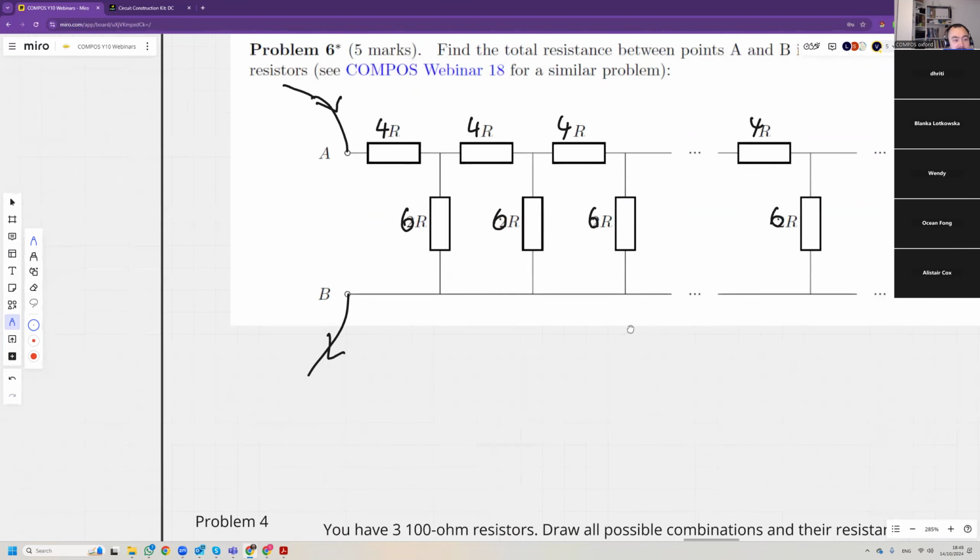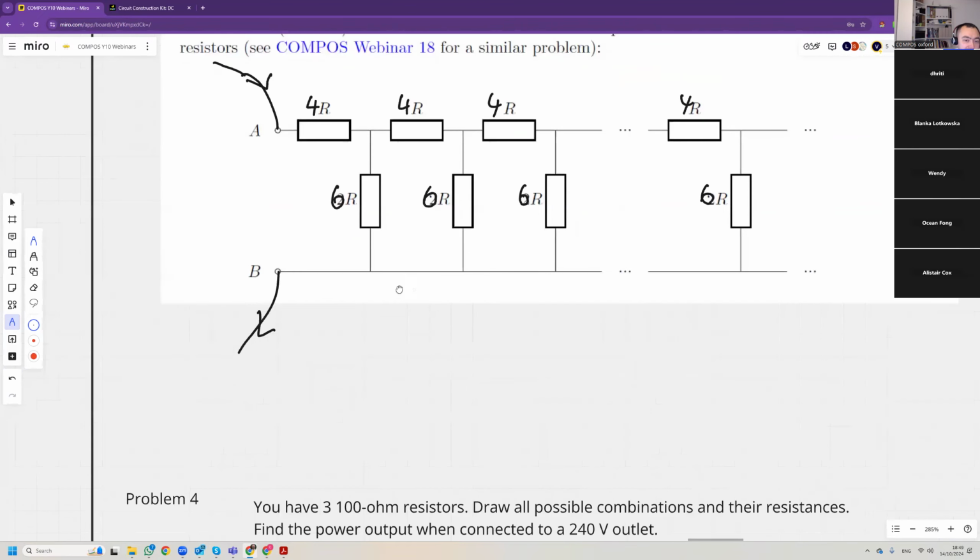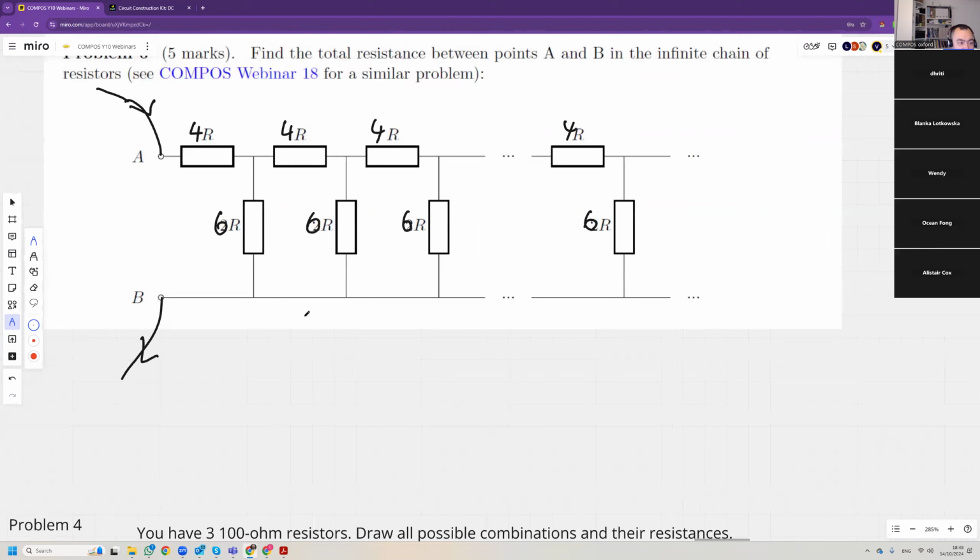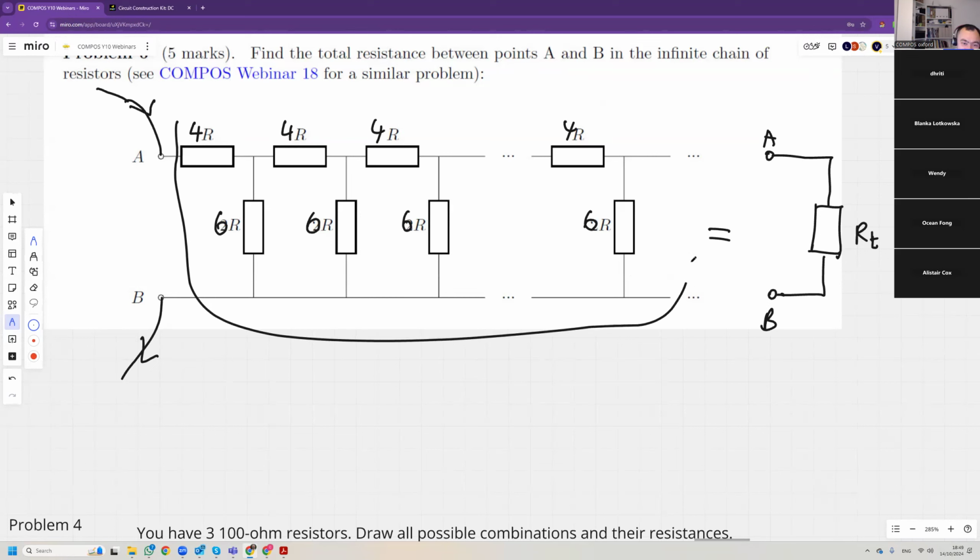Well, if we assume that the resistance is finite, we can say the whole thing can be replaced with a single resistor at A and B. Let's call it RT. So this whole combination is an infinite combination, of course, because there's infinitely many resistors, and it can be replaced with a single resistor with the resistance RT. And our task is to find RT.